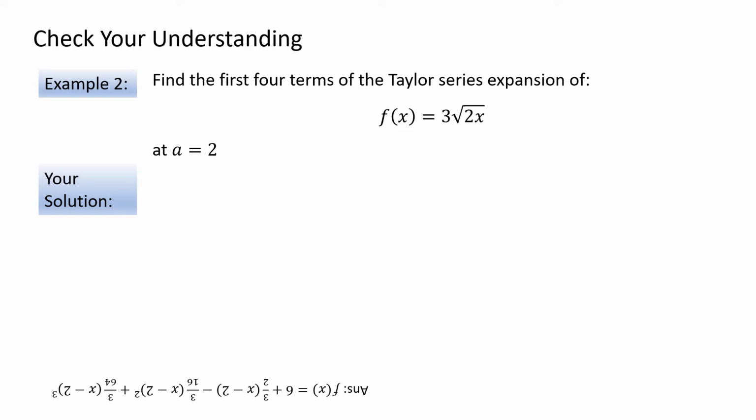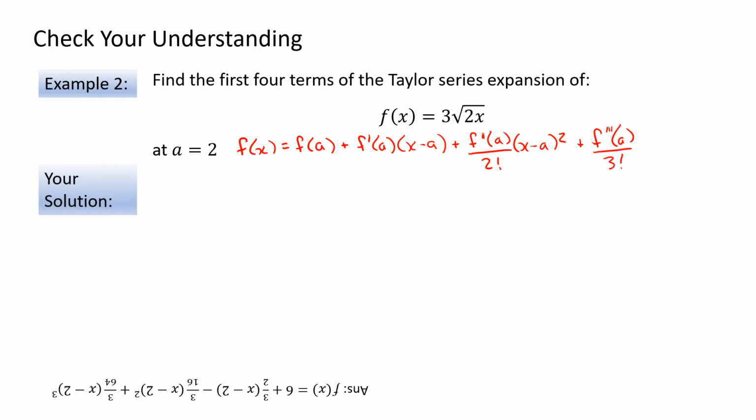So again, I start this by writing out the first 4 terms of a Taylor expansion. So we have f of x is equal to f of a plus f prime of a times x minus a plus f double prime of a over 2 factorial times x minus a squared plus our last term, the third derivative, f triple prime of a over 3 factorial times x minus a cubed. Okay, and that would obviously continue on, but we're only finding the first 4 terms.